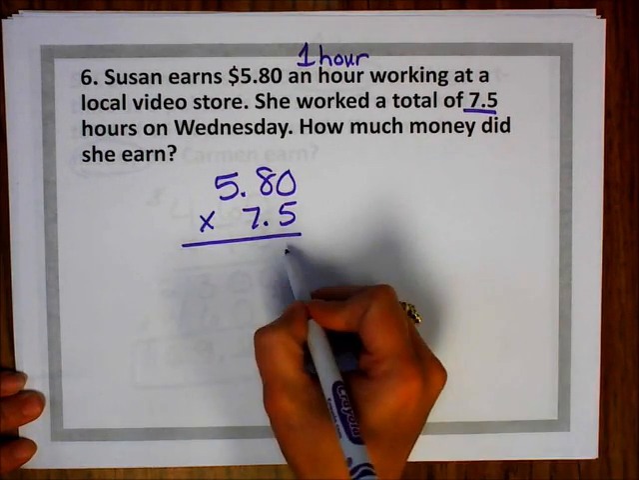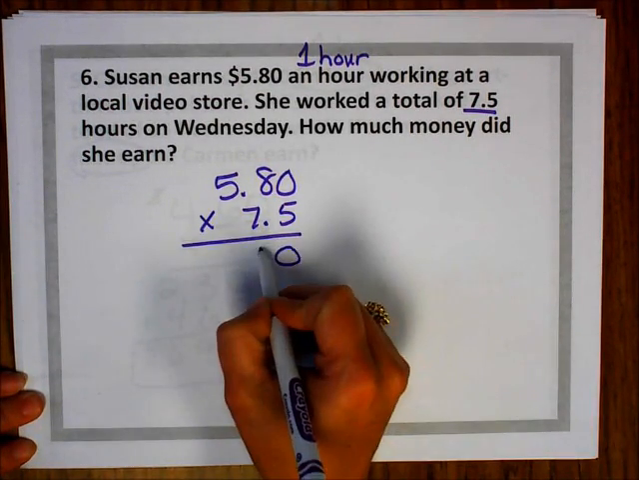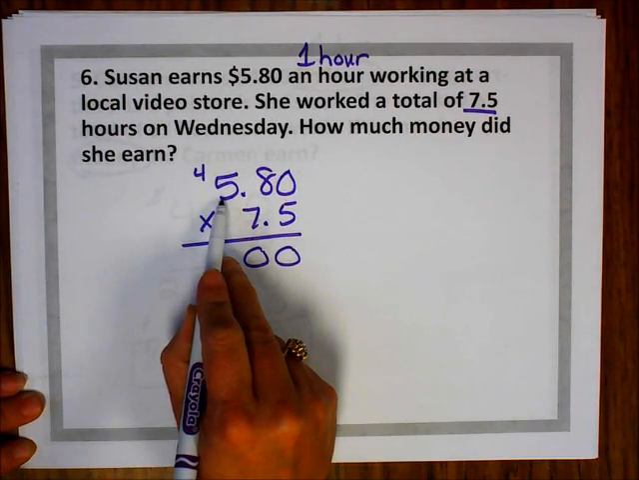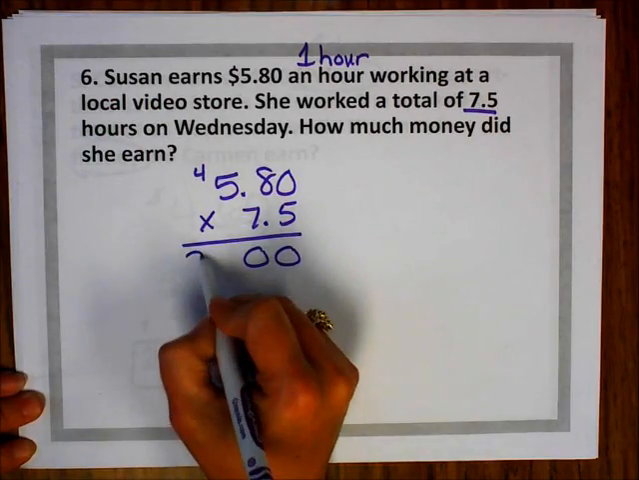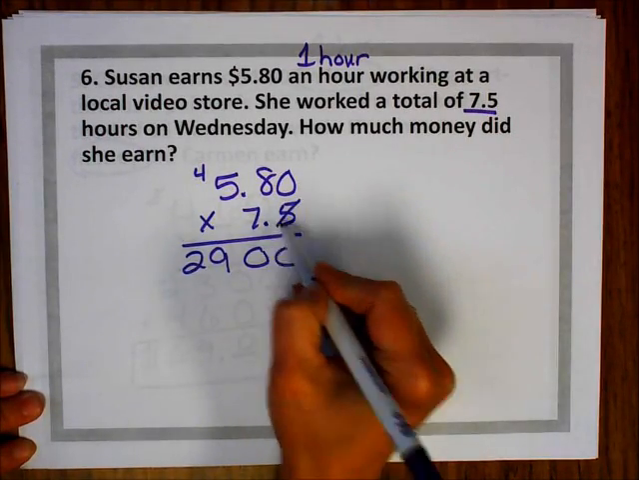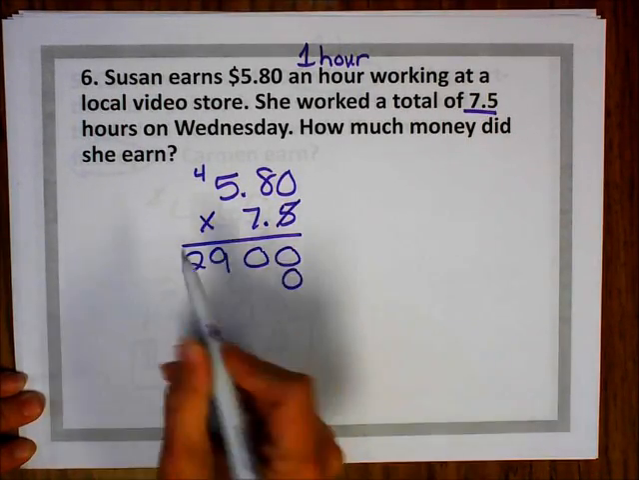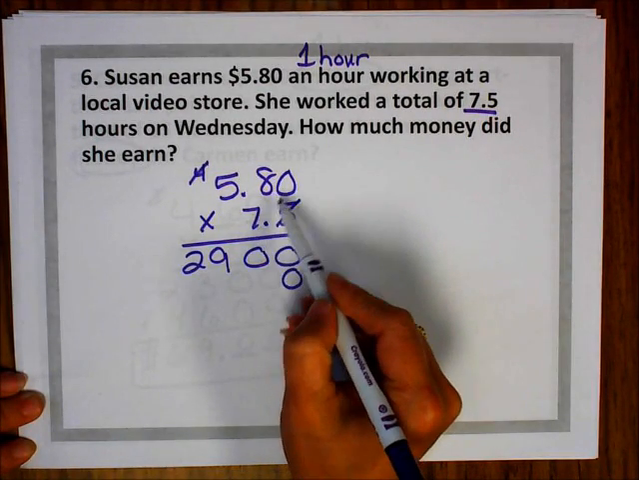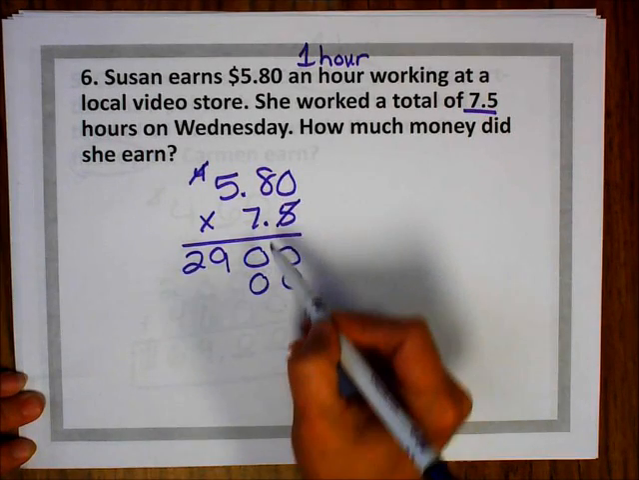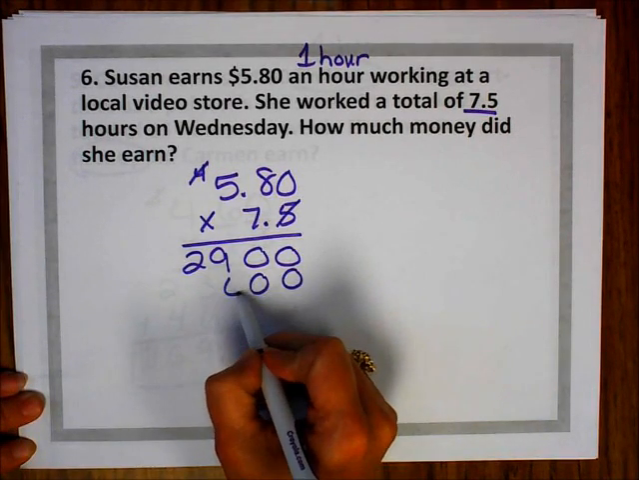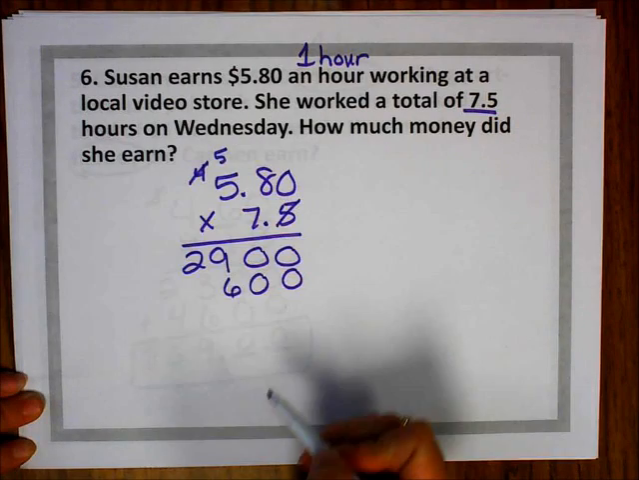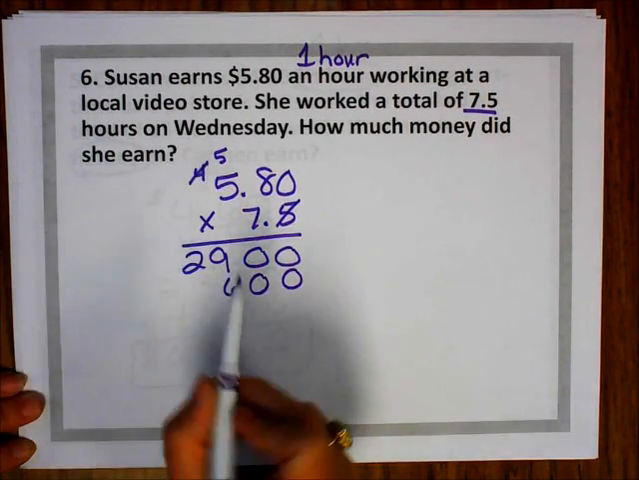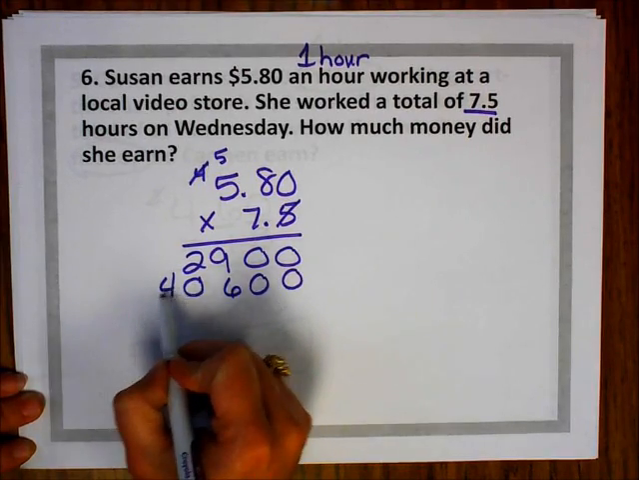5 times 0 is 0. 5 times 8 is 40. Carry the 4. 5 times 5 is 25. 25 plus 4 is 29. Mark out your 5 and add a 0. I'm going to mark out the 4 so I don't accidentally use it again. 7 times 0 is 0. 7 times 8 is 56. Carry the 5. 7 times 5 is 35. 35 plus 5 is 40.